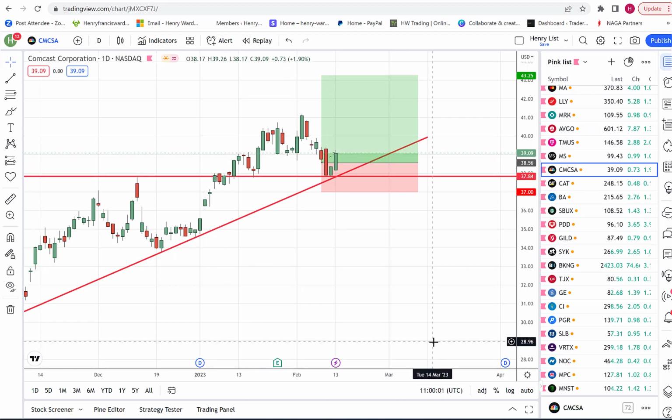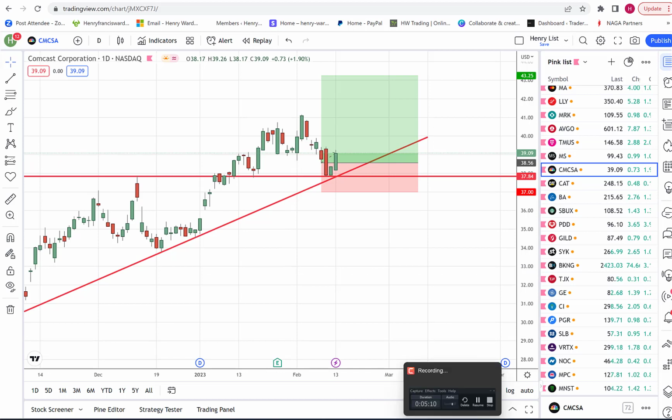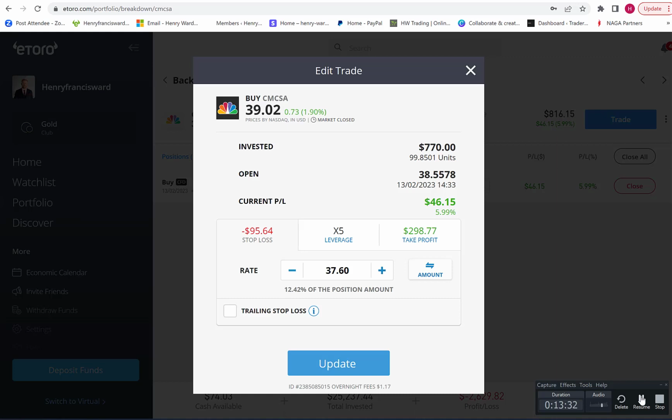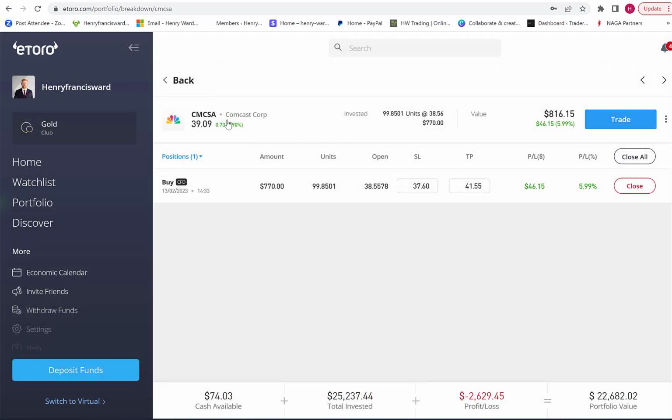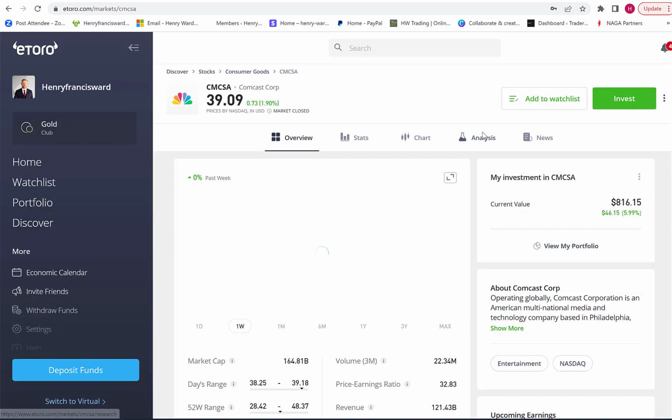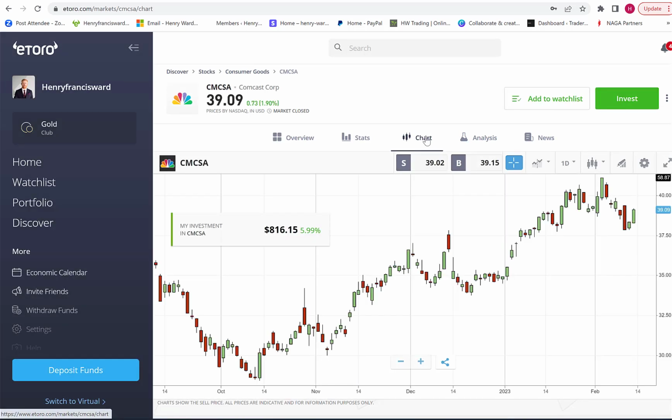So they're the kind of setups that I do. They're the kind of trades that I look at when I'm taking my trades. So there's the trade there at this present moment. The stop loss is at 37.60. And if I go over here to the chart, that's what it looks like there. So the entry there is about 38.50, and 37.60 is the stop loss there.